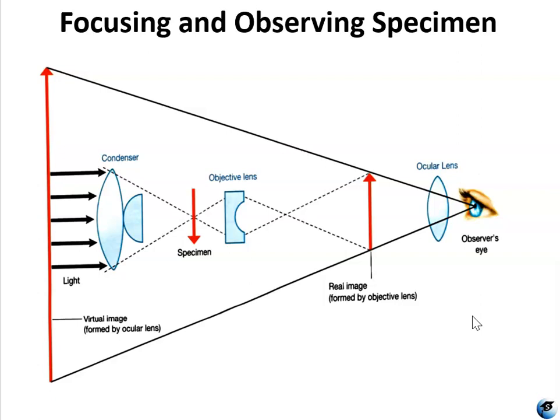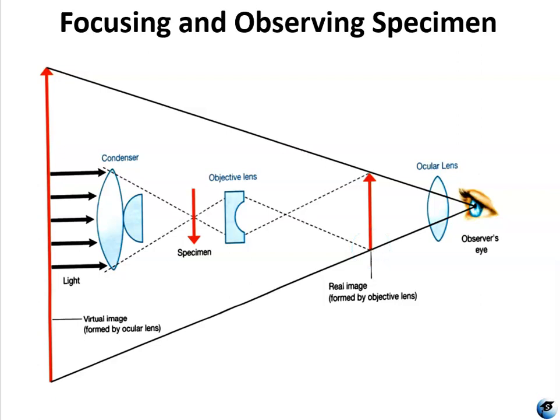As far as focusing and observing specimens, it is important to understand how the microscope works in order to be able to focus and view your specimen. So in a compound light microscope, you have light that comes from the source, the illuminator. It is first focused by the lens in the condenser. Then it enters the objective lens, where it is magnified in order to produce a real image. So you start with a virtual image, and then you end up with a real image that you can view with the eye.